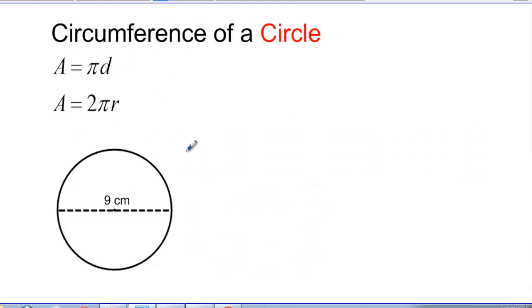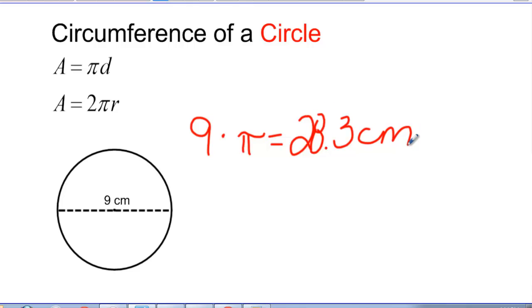For a circumference of a circle, this is a little bit of an oddball, we throw it in there. Circumference means the distance around a circle, and I can either take pi times the diameter, the length of the distance all the way across, or if I'm given the radius, I can do 2 times pi times the radius, because radius is half of that. So here again, same circle, I'm given the diameter. So I'm just going to take 9 times pi and I get about 28.3 centimeters. This is not area. This is a distance, and so it's just straight centimeters.